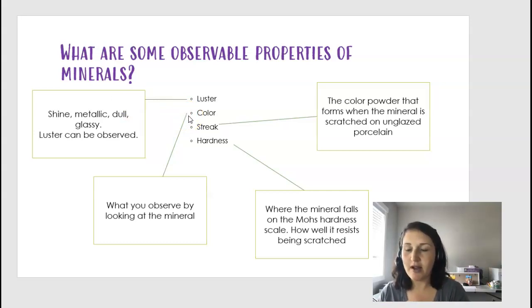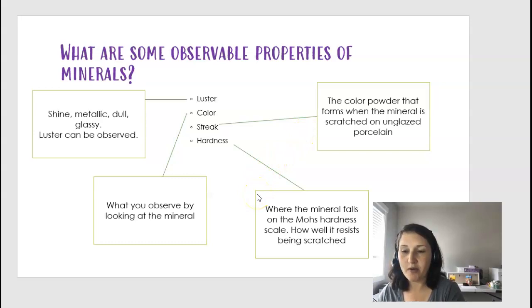Next, this is another observable property. It's color, and it's just what color do you see when you look at the mineral. Streak is related to color, but you have to perform a test in order to determine the mineral's streak. It's the color powder that forms when that mineral is scratched on an unglazed piece of porcelain. And so we saw when you looked at the lab from Unit 3 that some minerals produced a different streak than the color of the mineral when you saw it.